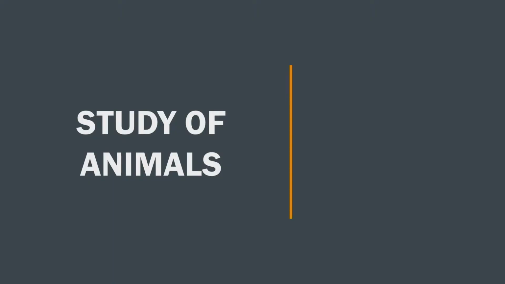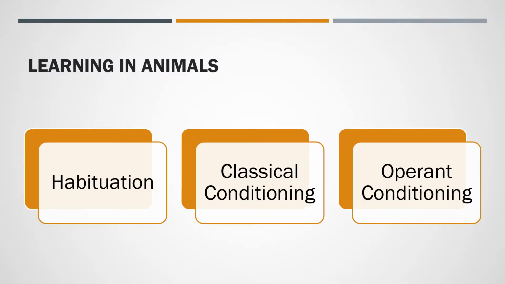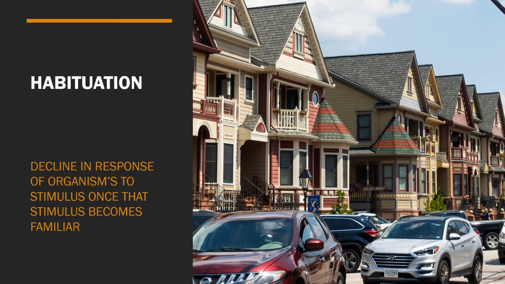Then we are going to talk about the study of animals. The study of animals reveals the same principles of learning that apply to humans. So learning in animals can be threefold. First we have habituation, then classical conditioning, and then operant conditioning. First we look at habituation. This is one of the simplest forms of learning. Habituation simply means a decline in response of organisms to a stimulus once that stimulus becomes familiar.